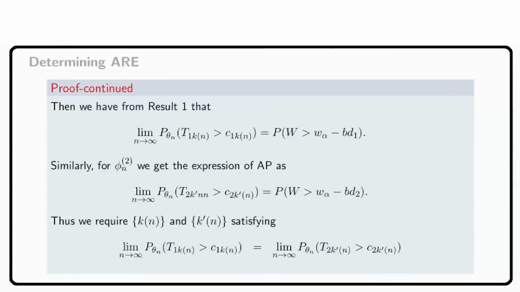That means we have, after some simplification, the limit n tending towards infinity of k prime n divided by kn is equal to the required result as given in the statement of result 2. This completes the proof.